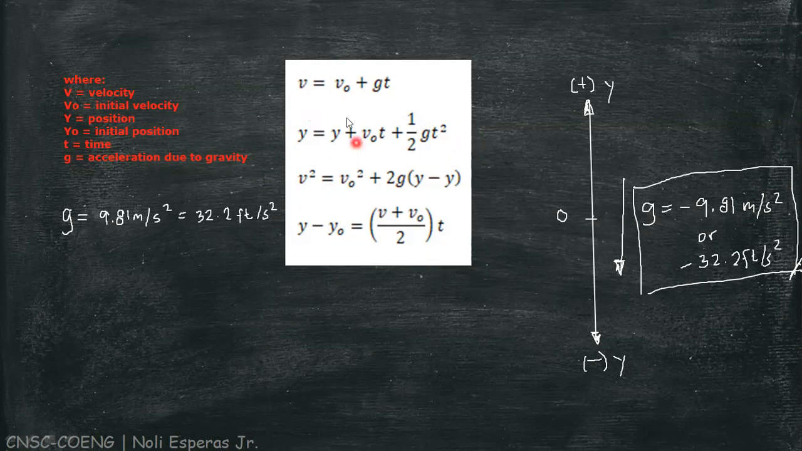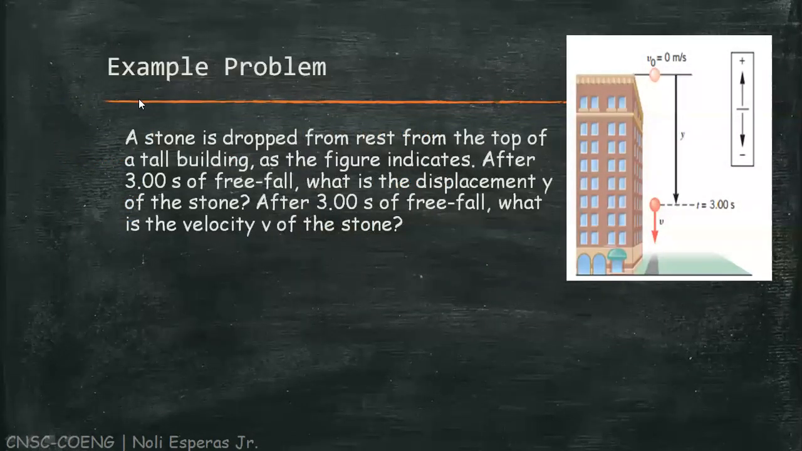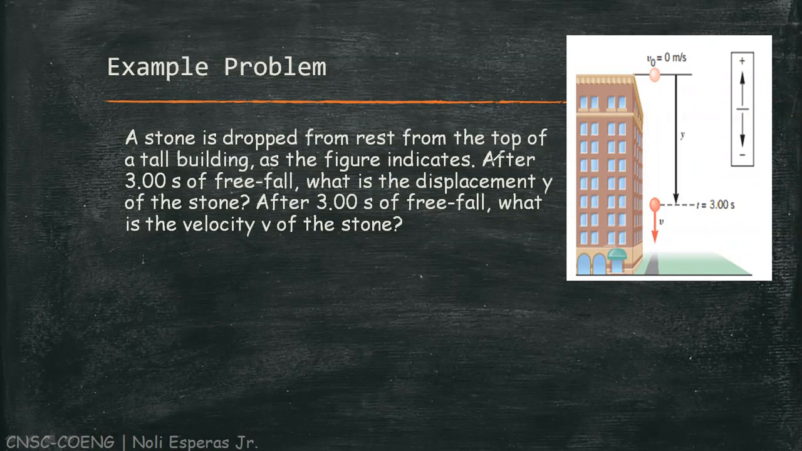So now let's have an example problem. A stone is dropped from rest from the top of a tall building, as the figure indicates. After 3 seconds of free fall, what is the displacement y of the stone? After 3 seconds of free fall, what is the velocity v of the stone? So, let's enumerate the given. So we have time of 3 seconds. Initial velocity of 0.